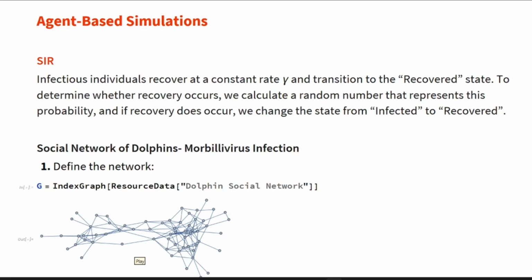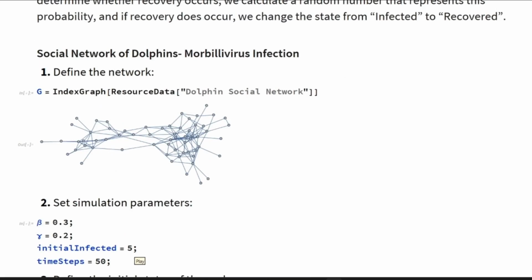For example, consider the social network of dolphins, where the vertices represent dolphins in a community living in New Zealand, and the edges represent the associations between them. And if we imagine that there is a disease that follows the SIR model, like the morbillivirus infection, which is really similar to measles in humans, dolphins that recover from the infection do develop immunity at the end, and this can be modeled using the SIR model on the network with agent-based simulation in the following way.